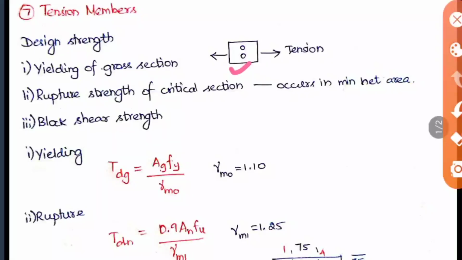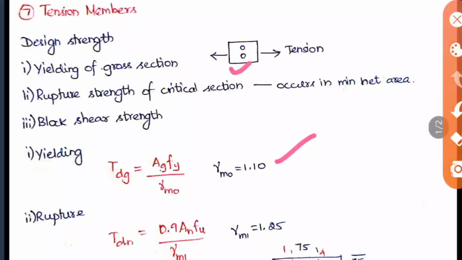As it is a steel member, due to its ductility, after yielding also it will be extending, and only after that will it reach the ultimate stress. So this yielding of gross section is one important point for considering this strength. First let us see the formula for that yielding strength. So T dg is equal to Ag Fy by gamma m0.